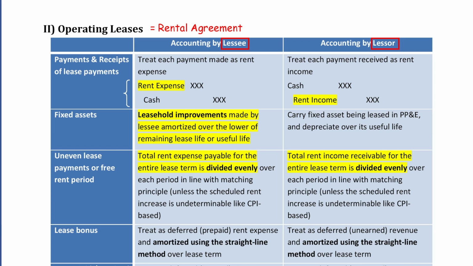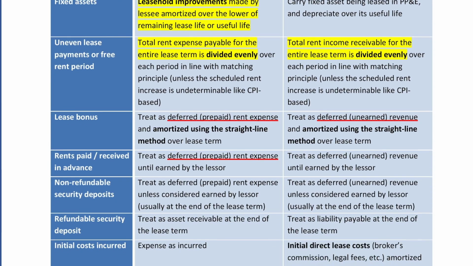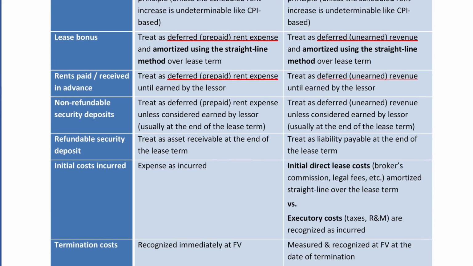Now, if there is a lease bonus, under lessee, underline deferred or prepaid rent expense. Under lessor, underline deferred or unearned revenue. So for both lessee and lessor, the lease bonus is amortized using straight line method over the lease term. Now, if there is rent paid or received in advance, for lessee, underline deferred or prepaid rent expense. For lessor, underline deferred or unearned revenue.